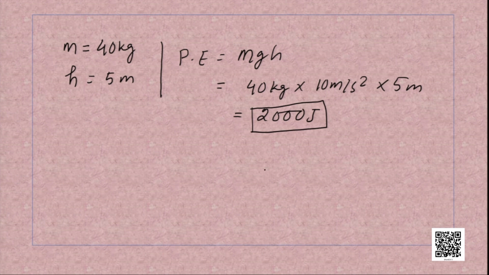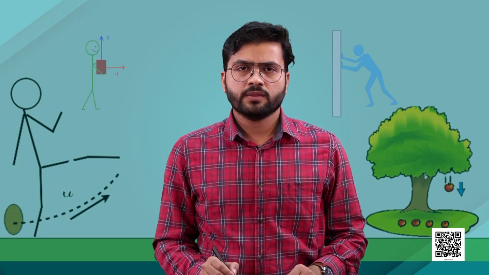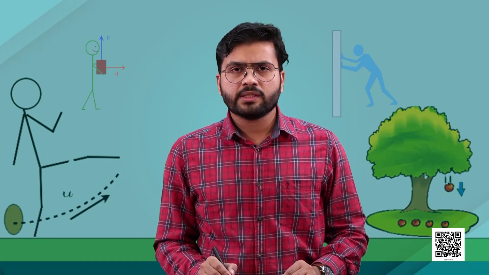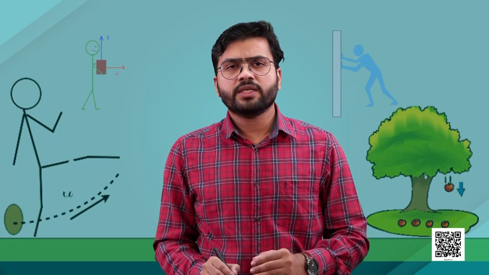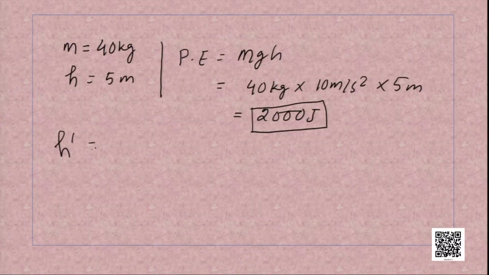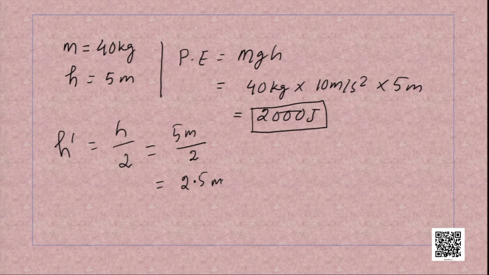Now coming to the second part of the question, that is to find out the kinetic energy of the object when it is halfway down. Halfway means, here the height is given as 5 meter, so halfway we can denote, let us assume at h dash. So we can write h dash is equal to h by 2, that is 5 meter divided by 2, which is equal to 2.5 meter.